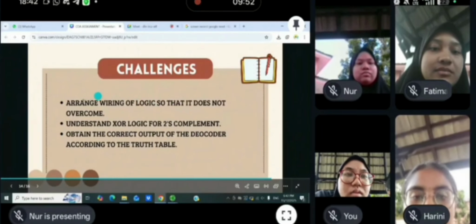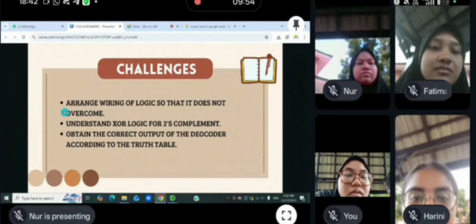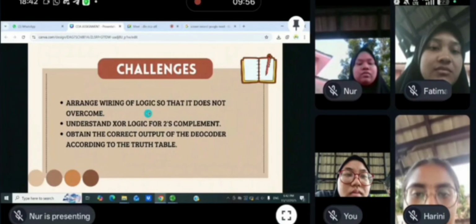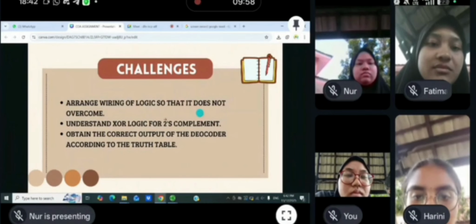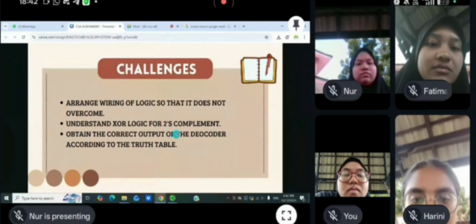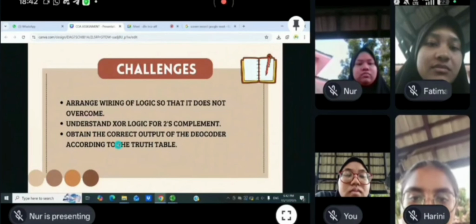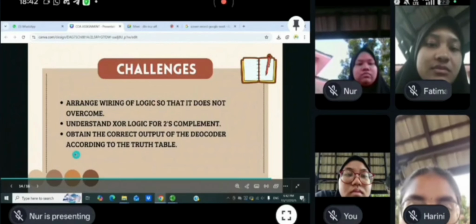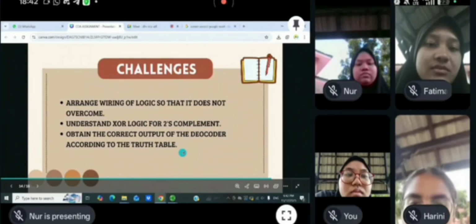Challenges we faced while doing this project were arranging the wiring of the logic so that it does not overlap, understanding XOR logic for 2's complement, and obtaining the correct output of the decoder according to the truth table.